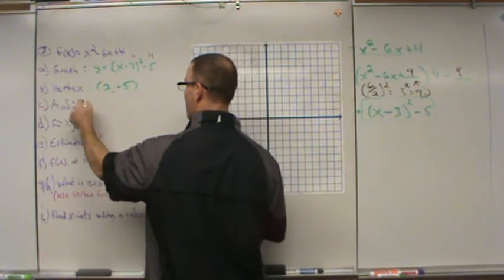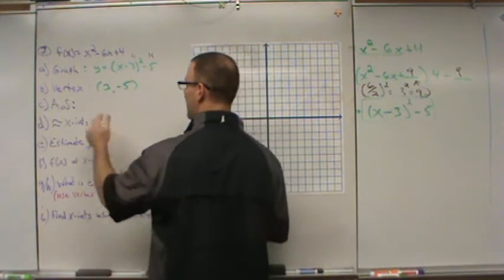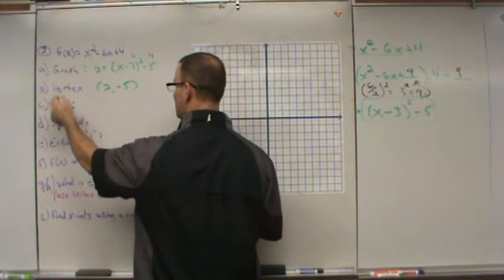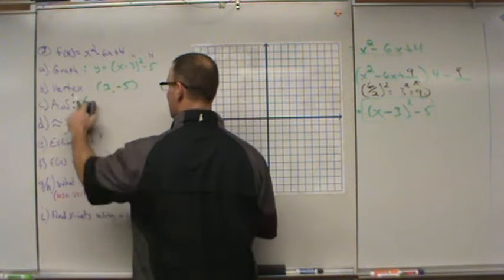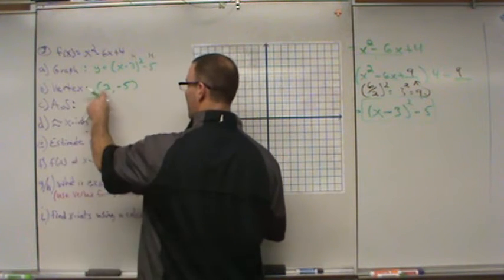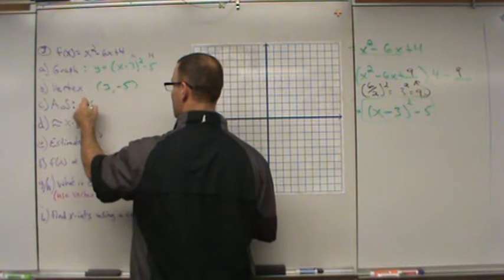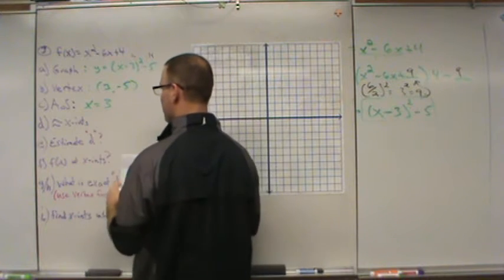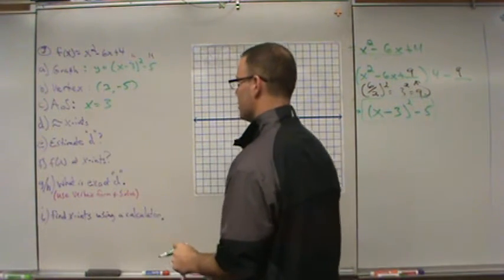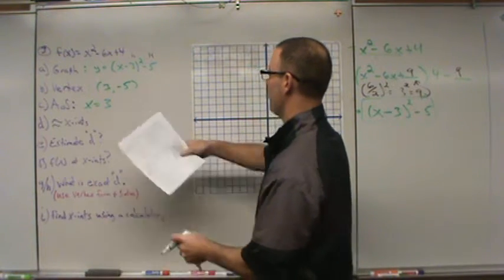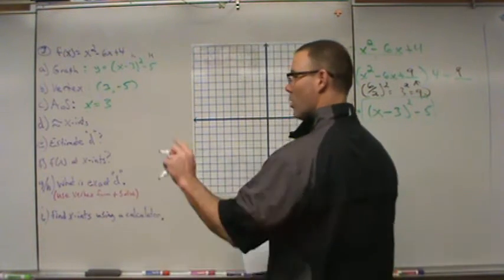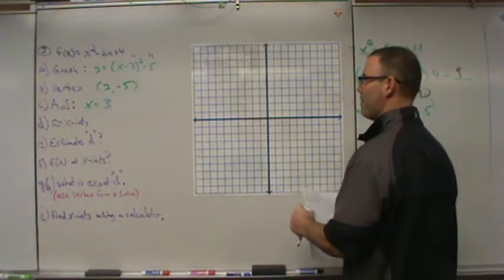So there's my vertex. Then it's asking me what is my x-intercept? Well, my axis of symmetry. My axis of symmetry is x equals 3 because the x value of the vertex and the axis of symmetry are the same, so x equals 3. It wants to know what the x-intercepts are. Well, I don't know that unless I put it in a different form or unless I factor it. Wait a second, we can figure that out.